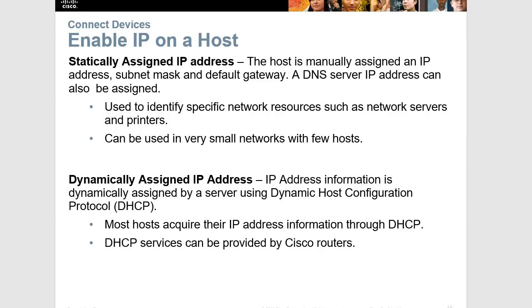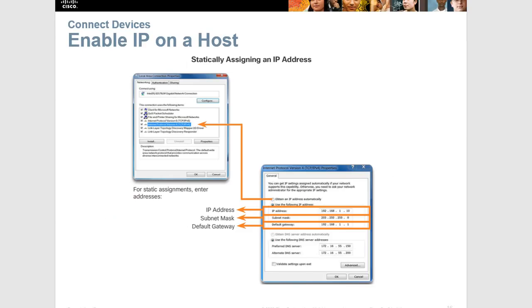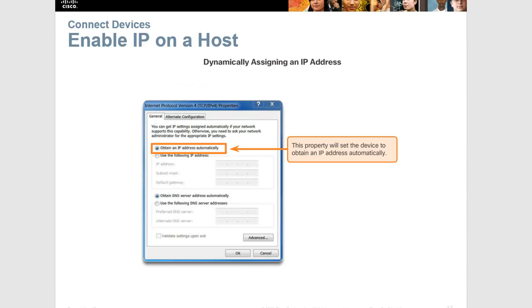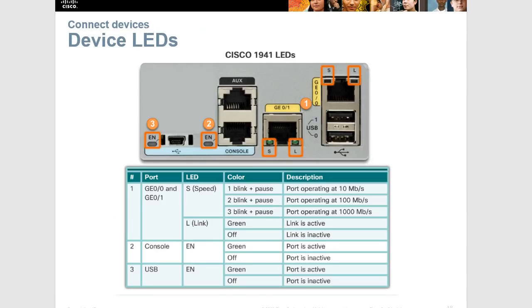Again, we have the concept of static versus DHCP. Static being that you manually assign your IP address, subnet mask, default gateway, even DNS server. Dynamically assigns your IP address, subnet mask, default gateway, DNS server. So dynamic, automatically. Static, you are manually entering in your information yourself. And we've seen this before, enabling an IP on a host, static versus dynamic.